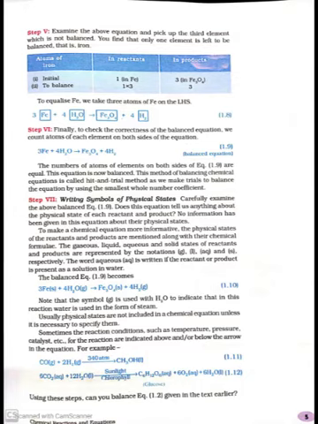To equalize Fe, we take 3 atoms of Fe on the LHS. 3Fe plus 4H2O is equal to Fe3O4 plus 4H2.